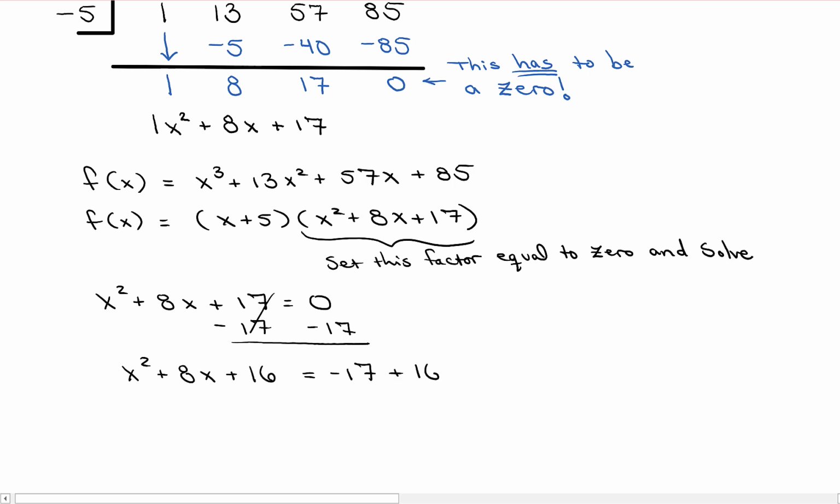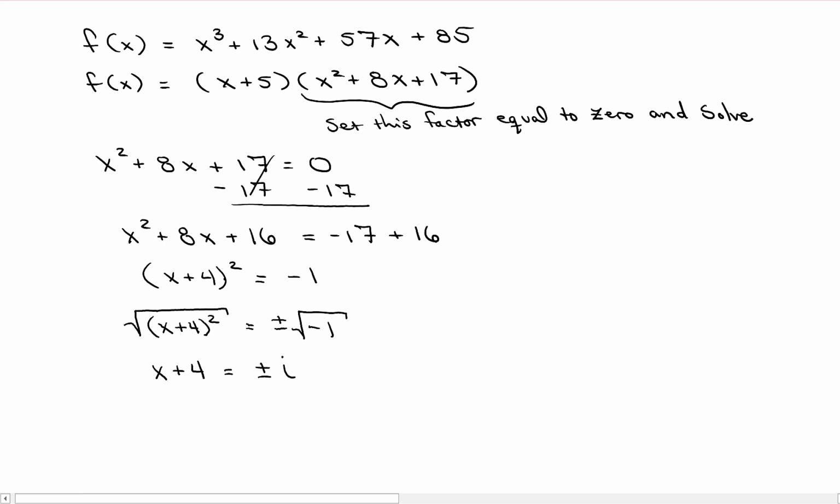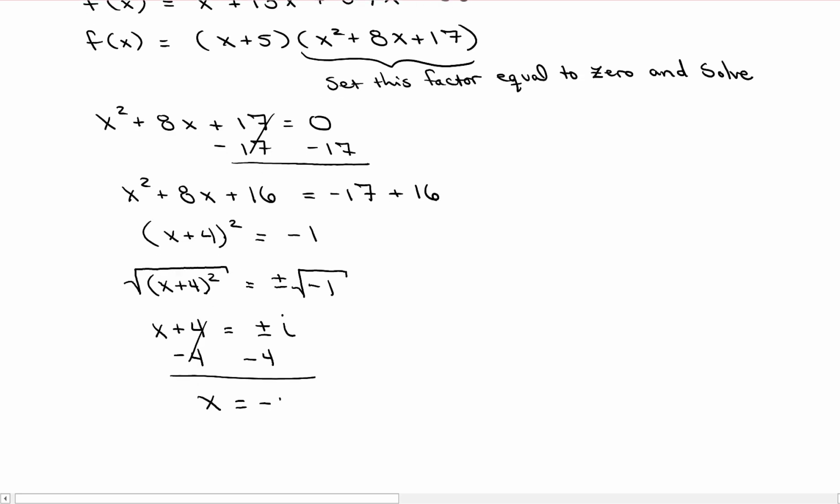Half of 8 is 4, and 4 squared is 16. So I'm going to add 16 to both sides. I have completed the square because I've turned this into a perfect square trinomial on the left. I'm going to factor it into x plus 4 quantity squared is equal to -1. Take the square root of both sides, and we get x plus 4 is equal to plus or minus i. I'm going to subtract 4 from both sides, and we get x is equal to -4 plus or minus i.